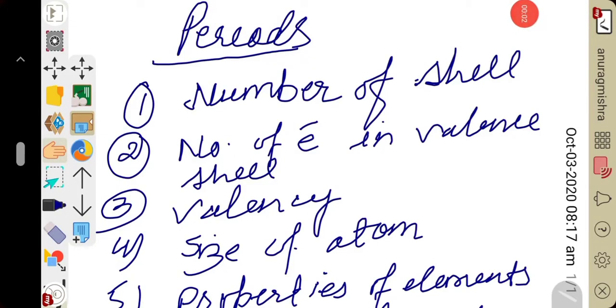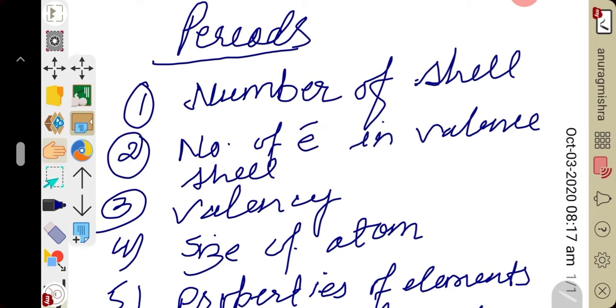Hello children, good morning. In the previous video we discussed the general characteristic properties of the modern periodic table with respect to group, meaning how properties change in a group. Now we will discuss the general characteristic properties of the modern periodic table with respect to periods.